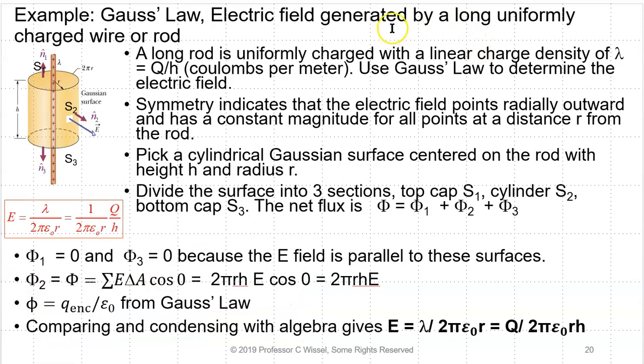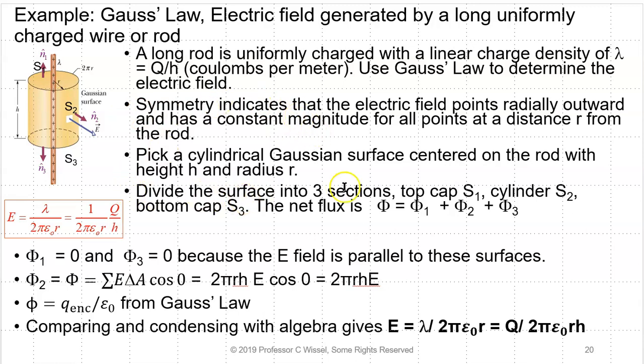Okay, now we're going to calculate the electric field generated by a long, uniformly charged wire or rod. A long rod is uniformly charged with a linear charge density of lambda equals Q over h. And of course, the units on that would be coulombs per meter. We're going to use Gauss's law to determine the electric field. Now, symmetry indicates that the electric field is going to point radially outward and has a constant magnitude for all points at a given distance r from the rod. We're going to pick a cylindrical surface centered on the rod with height h and radius r to take advantage of the cylindrical symmetry of the field.